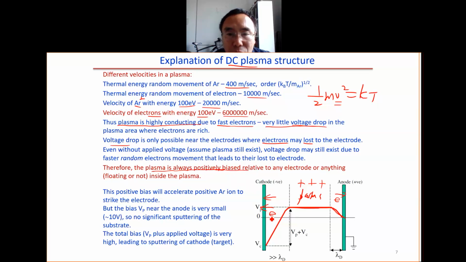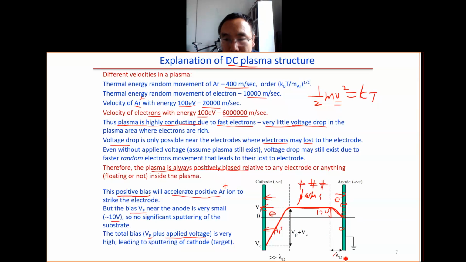This gives the barriers here, because we have electrons lost and positive charge here. So we have these positive barriers. These positive barriers will accelerate the positive argon ion to strike the electrode. But the barrier near the anode is very small, about 10 volt, so there is no significant sputtering of the substrate. The barrier on the cathode, the total barrier, is the plasma barrier plus the applied voltage. This is very high, so argon will sputter the cathode for the sputter deposition.